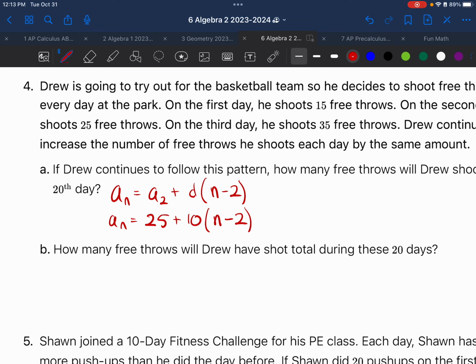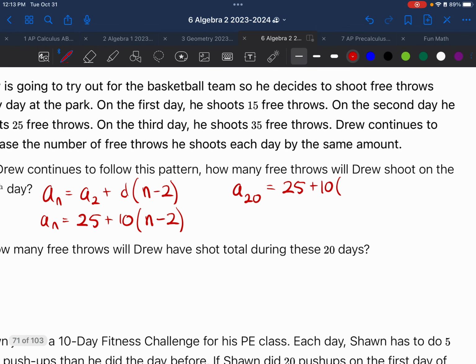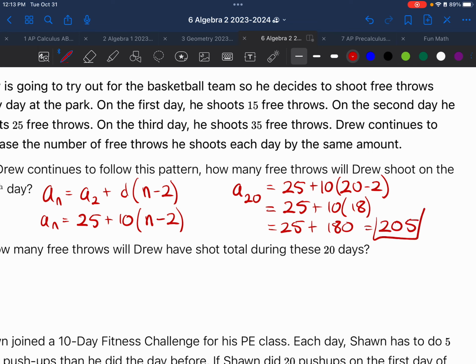Now we want to figure out the 20th day, so I'm going to plug in 20. A sub 20 is going to be equal to 25 plus 10 times, and then the 20th day is going to be 20 minus 2, n is 20. And we can do this in our head, or do it on paper. 25 plus 10 times 18. This is going to be 25 plus 180, and this is going to be 205. Checking our answer. We got it correct.